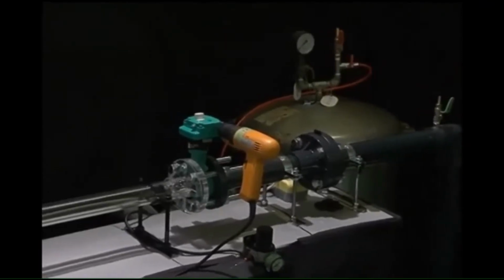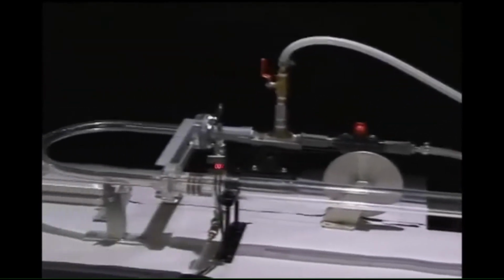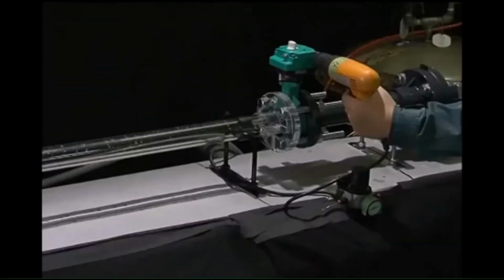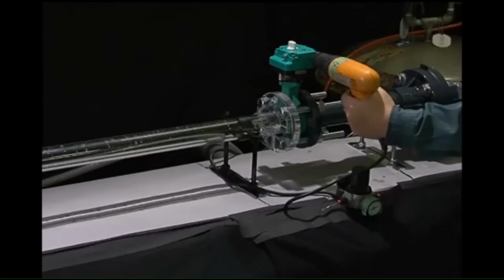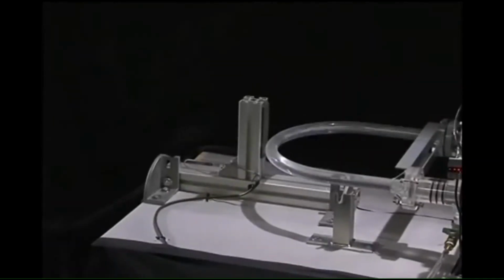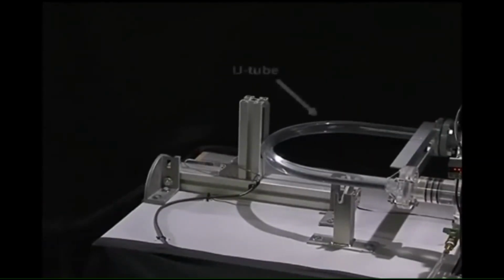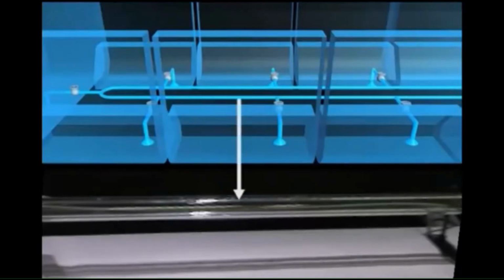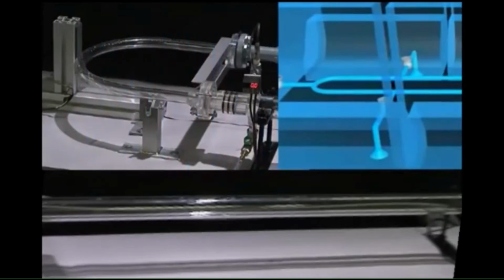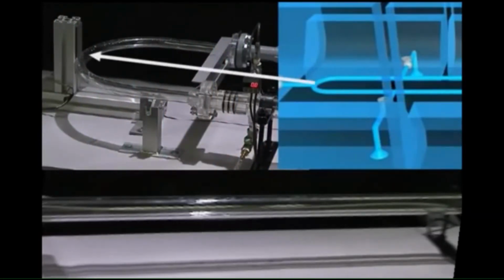Shown here is an experiment reproducing the process of how water hammer occurs. The apparatus used is an acrylic pipe fitted with a butterfly valve, through which pressurized water is passed. We observe the behavior of the U-tube attached to the pipe outlet. The acrylic pipe corresponds to the ship's pipeline. The U-tube corresponds to curved sections and pipeline dresser.